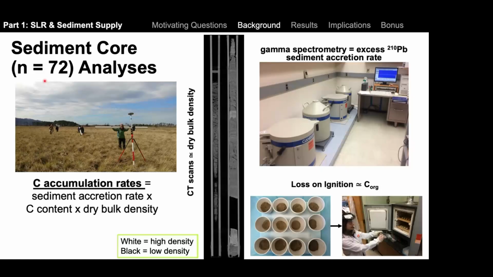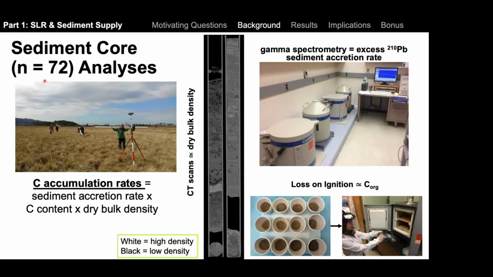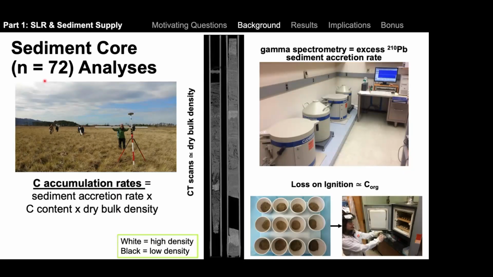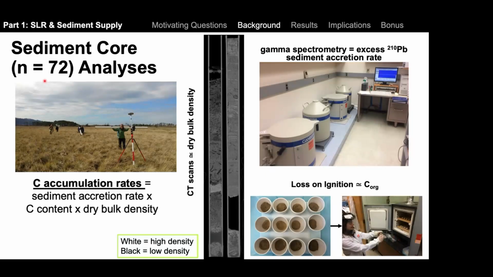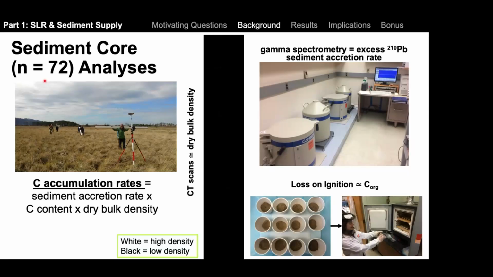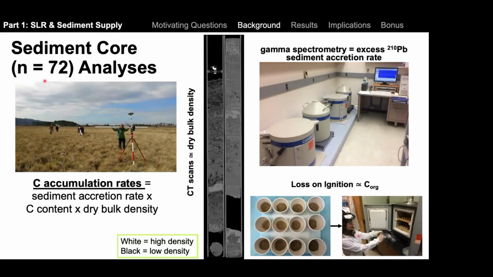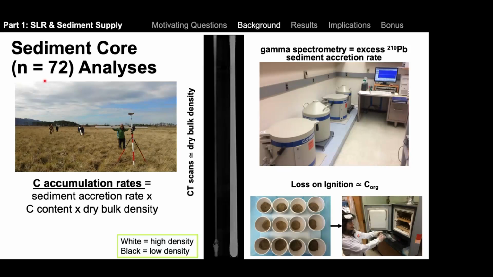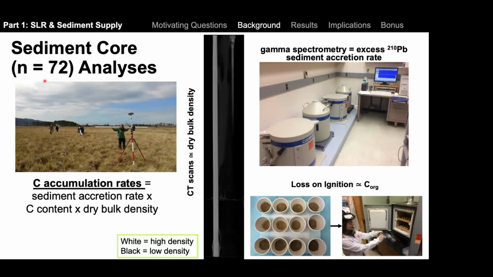Okay, once I'd selected the 7 estuaries, I collected 72 sediment cores. I then performed fairly standard procedures on these. First, I CT scanned the cores, which is cool because we get these GIFs of the down core stratigraphy, and we can see if there's bioturbation, which is bad. We can also extract dry bulk density from the CT scans. Once they're scanned, we cut them open, we section, we dry, and then we measure sediment accretion rates using excess lead-210 by gamma spectrometry. Once we have sediment accretion rates, then we can move on to measuring carbon contents, and I did this by a combination of LOI and CHN analysis.